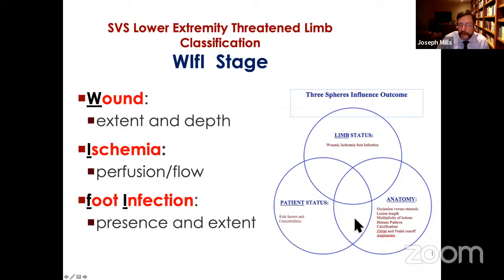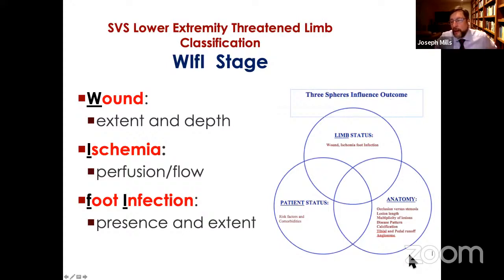You start out with a patient. So how sick are they? What are their comorbidities? Look at other things, for example, what's their life expectancy? How active are they? Do they have an available vein conduit? So I wanted to come up with a system that classified the patient, classified the limb, and classified anatomy.